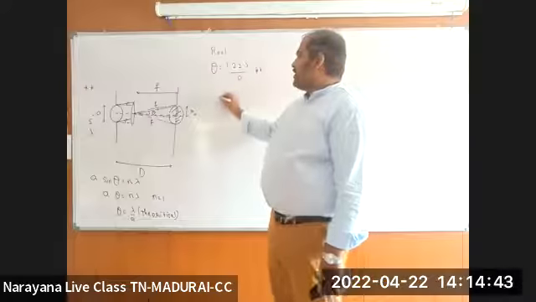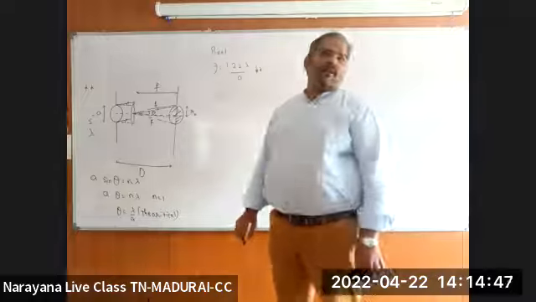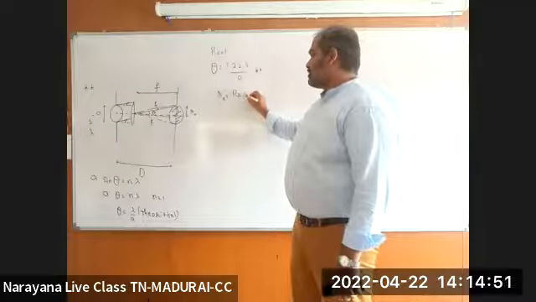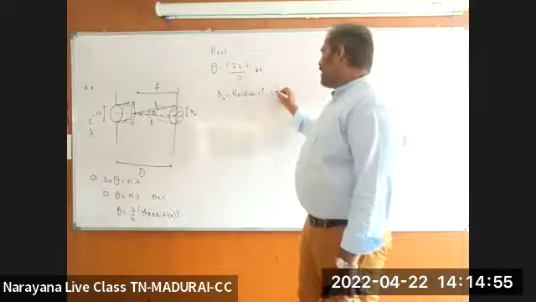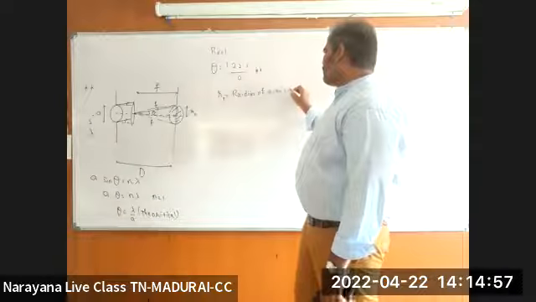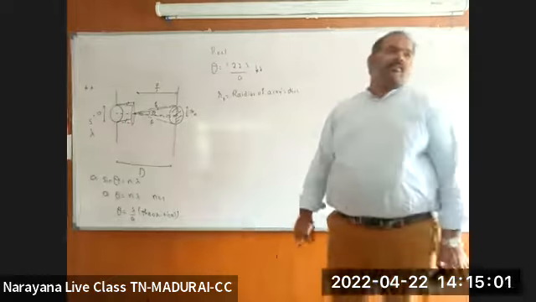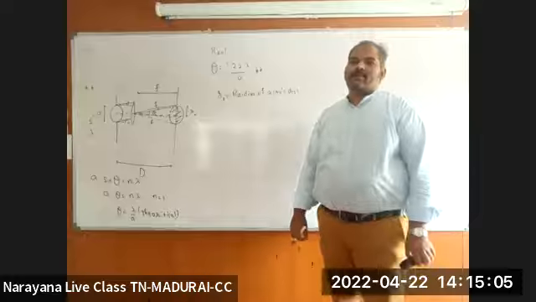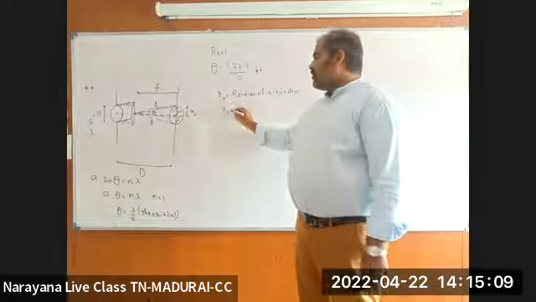Now tell me, what is the radius of that Airy disk? Very, very important. What is R0 called here? Radius of the Airy disk. Direct questions will come, friends. Radius of Airy disk. Don't confuse: Airy disk means the central maximum. The radius of the Airy disk, what can I write here? R0 is equal to how much?